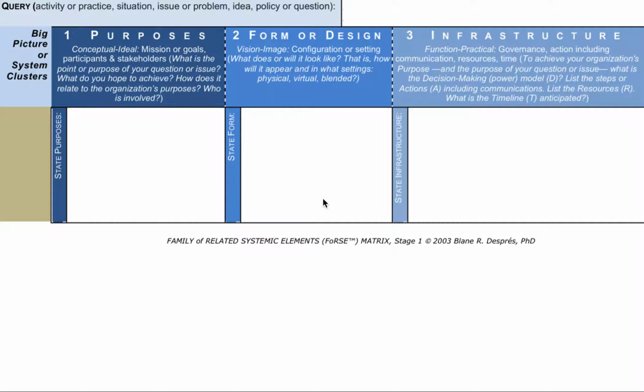This video is an introduction to the family of related systemic elements, or what we call the FoRSE matrix. The FoRSE matrix is a three-stage process that provides a bigger picture schema of a problem or a question or topic, or what we call a query.